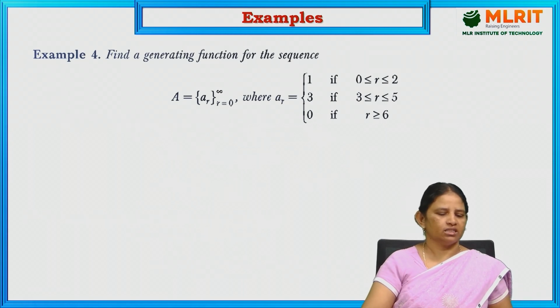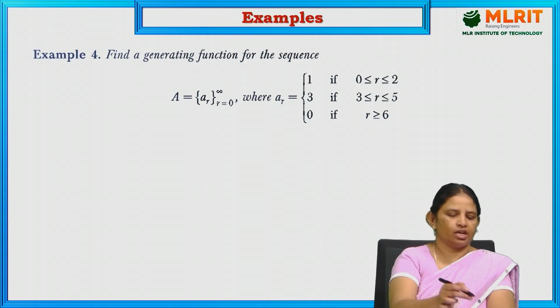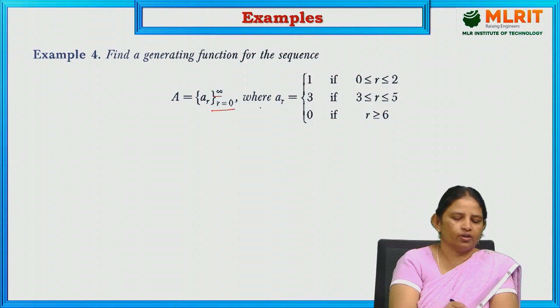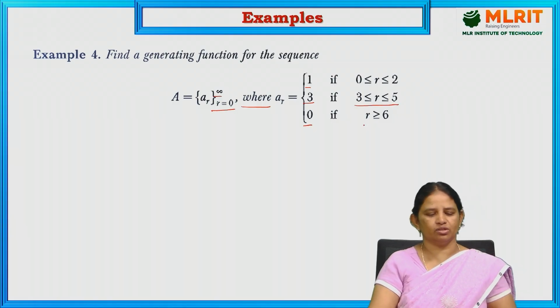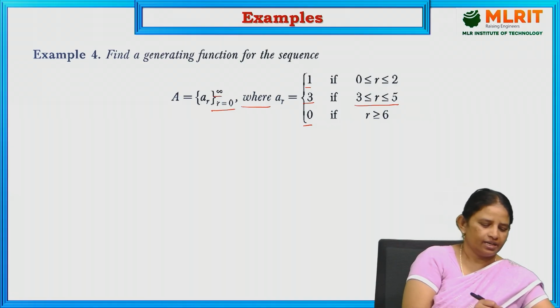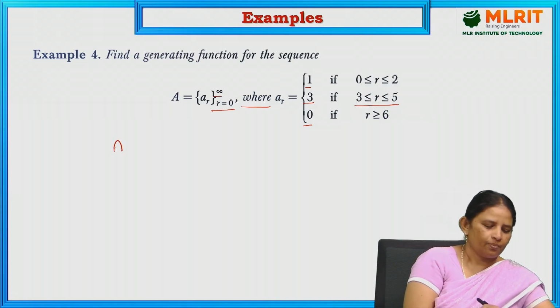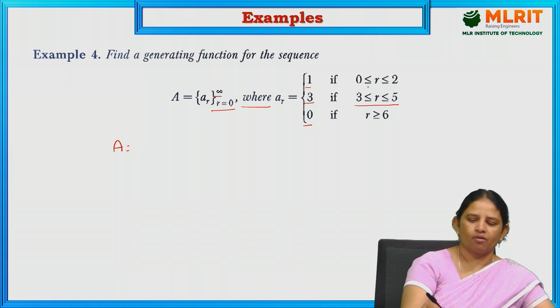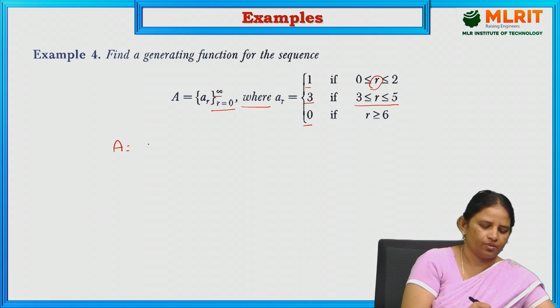Next, find the generating function for the sequence a_r, r from 0 to infinity, where a_r equals 1 if r is between 0 and 2, 3 if r is between 3 and 5, and 0 if r is greater than or equal to 6. Next, we need to write the generating function for the sequence a_r, where the r value is in between 0 to 2. We can write it as 1.